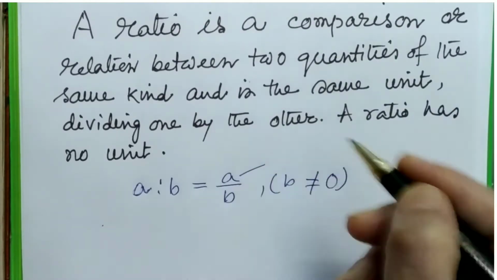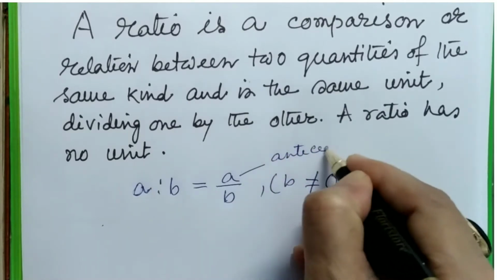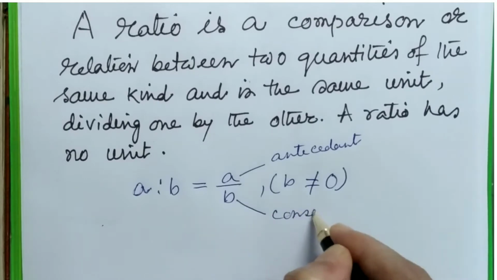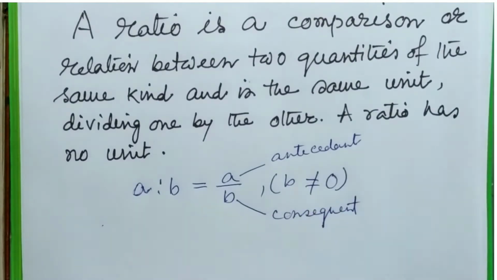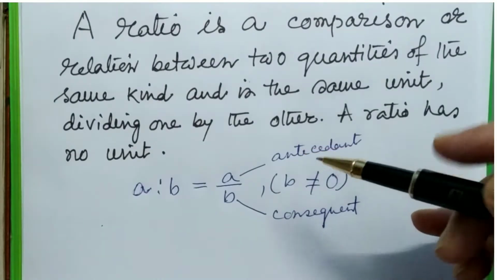And this A is called antecedent, and B is called consequent. This is consequent and A is antecedent. But this is not enough to know the ratio, because there are some confusions faced by some children regarding ratio. Let me explain it elaborately.